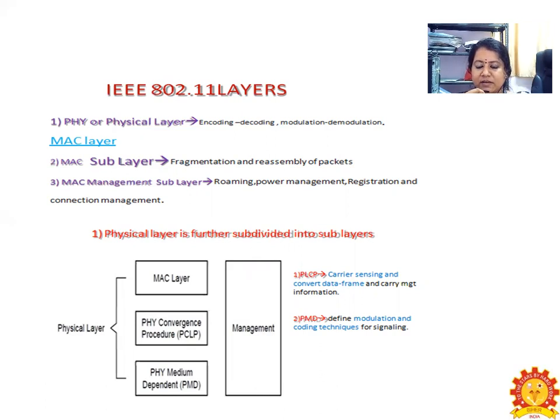The physical layer is further divided into sublayers. They are the PHY layer convergence procedure, which is PLCP, and the physical medium dependent, which is PMD, and at last will be the management layer. So here in the PLCP, the carrier sensing happens and it will convert the data frame and carry the management information too. Whereas PMD, which is the physical medium dependent, defines the modulation and the coding techniques for signaling.